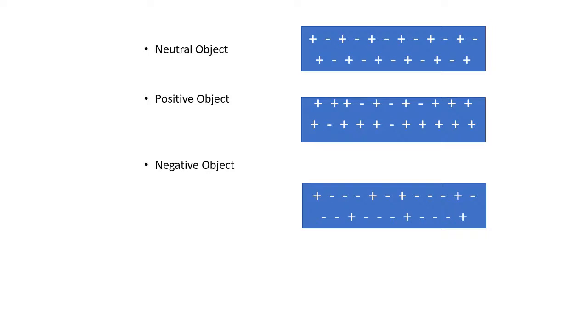A neutral object, with static electricity, is when you have an equal amount of positive and negative charges. Most objects you come in contact with are neutrally charged. If something is positively charged, it has more positive than negative components, or atoms, which gives it an overall positive charge. If something is negative, it has more negatives than positives, giving an overall negative charge. Now, you are probably neutral.